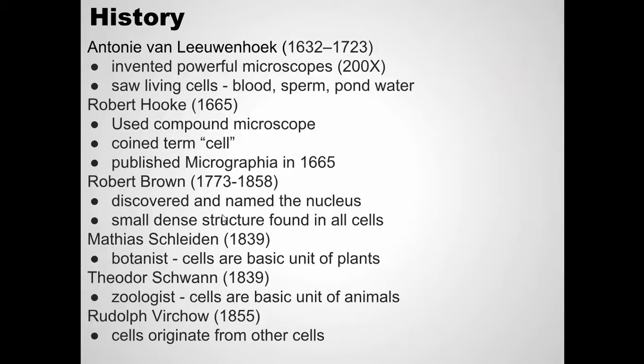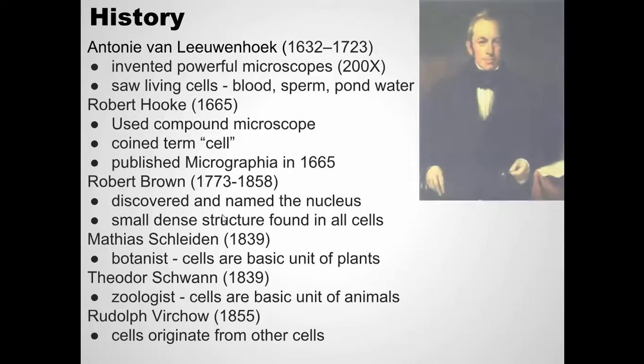Then Robert Brown was working almost 100 years later. Because after scientists started to learn that living things are made of these cells, you can see them in lots of living things, they started looking, okay, what's in a cell? What's in a living cell? What are the parts? And so Robert Brown discovered the nucleus and gave it its name. And he noticed that there's a small, dense structure that if you stain cells would show up and be more pronounced. And he found it in every cell that he looked at.